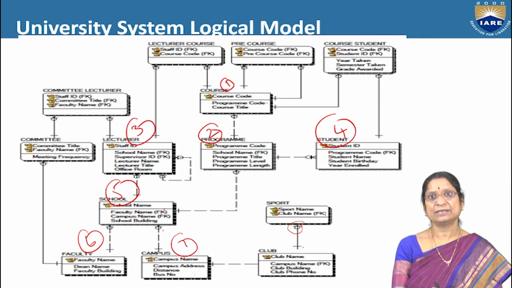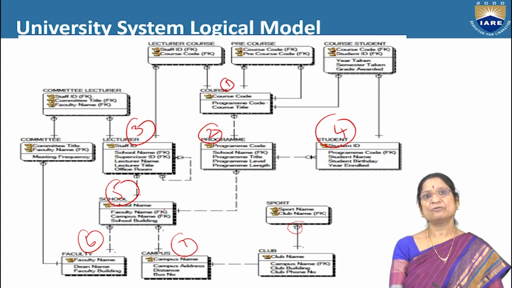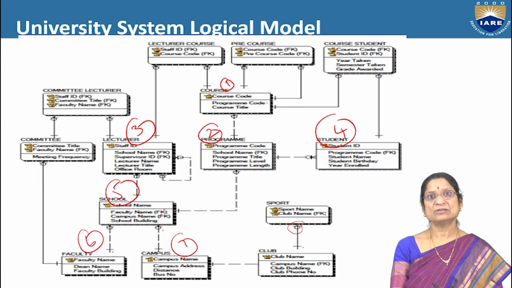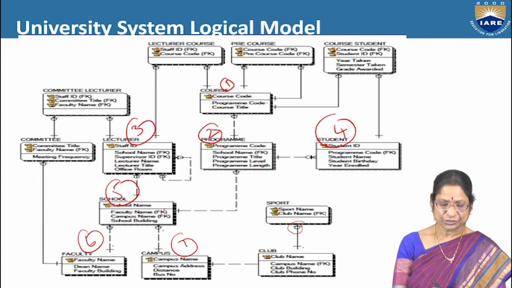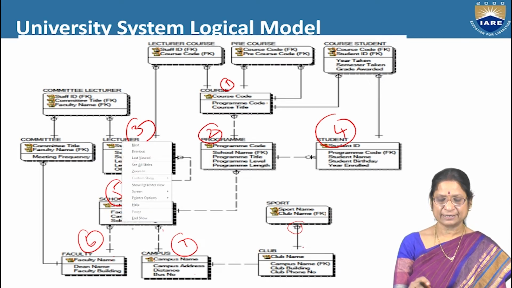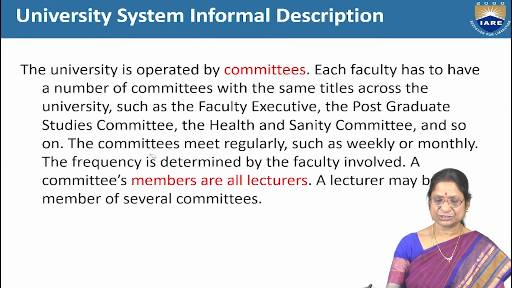Coming to the school here, multiple schools are there. Each school has multiple faculties: faculty of science, faculty of engineering, etc. So you are going to have faculty, and schools are going to be connected again with a one-to-many relationship.